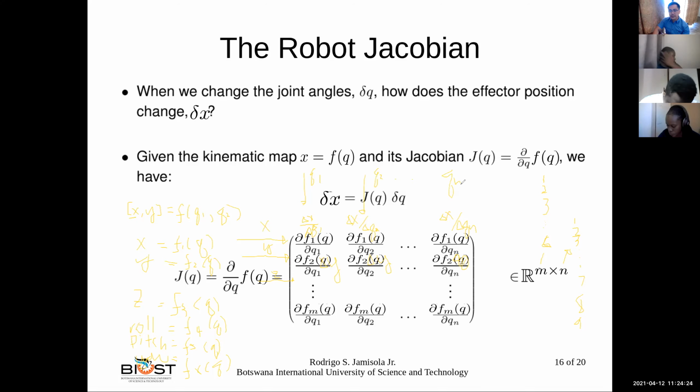Okay, so that's how you take the derivative of each of the elements of the Jacobian. Any questions?